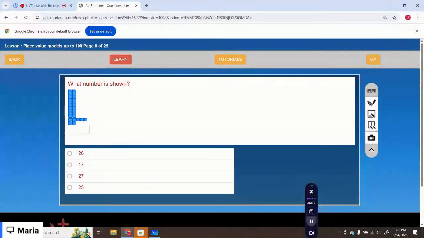So what number is shown? That is 2 tens and 7 ones. So together they make 27. So please select that option. That is 27.